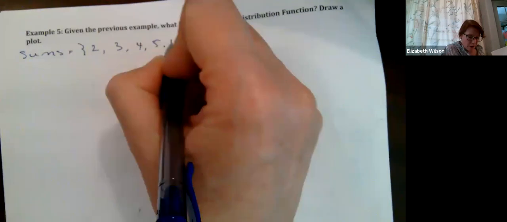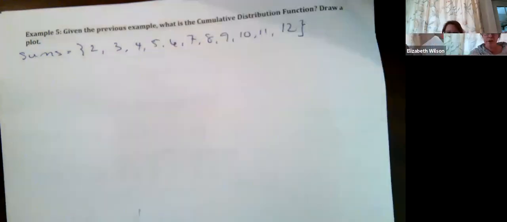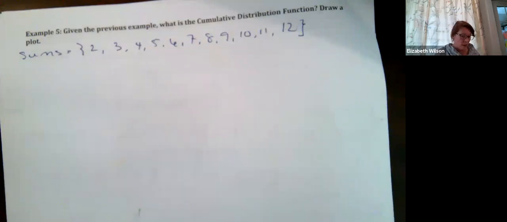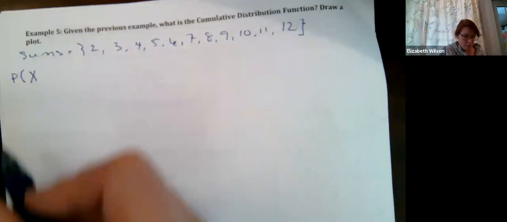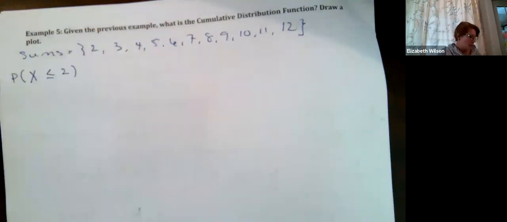So our sums from before, we said I could have a 2, 3, 4, 5, 6, 7, 8, 9, 10, 11, and 12, right? I've got 2 die faces, I'm summing them up. These are the possible values for the sums that I could get, okay? So the probability that my random variable big X is less than or equal to 2. Okay, now for this, I'm going to that table.